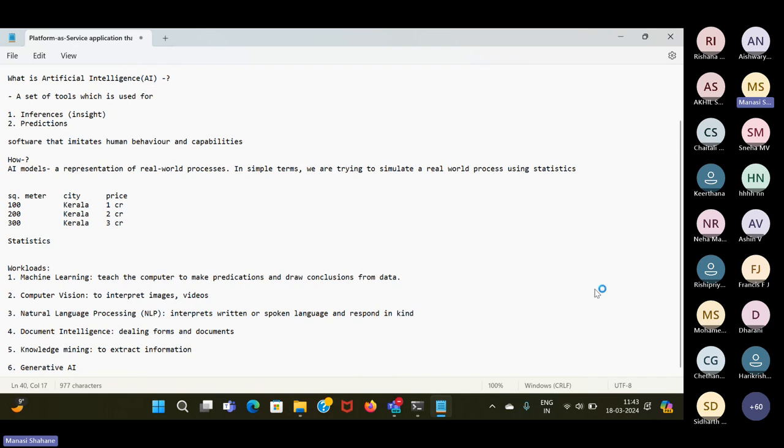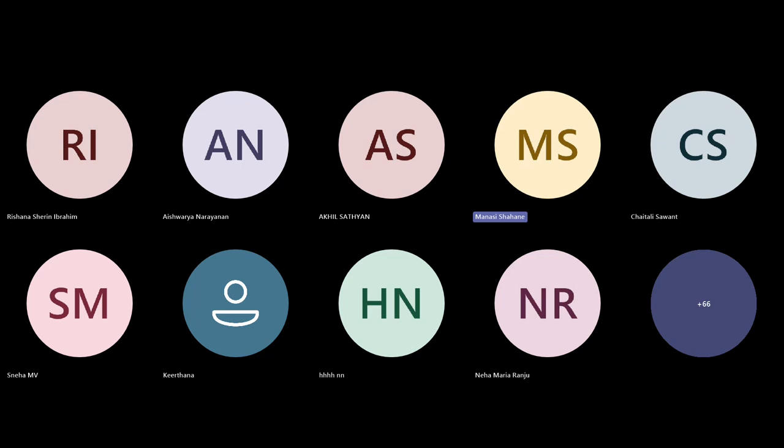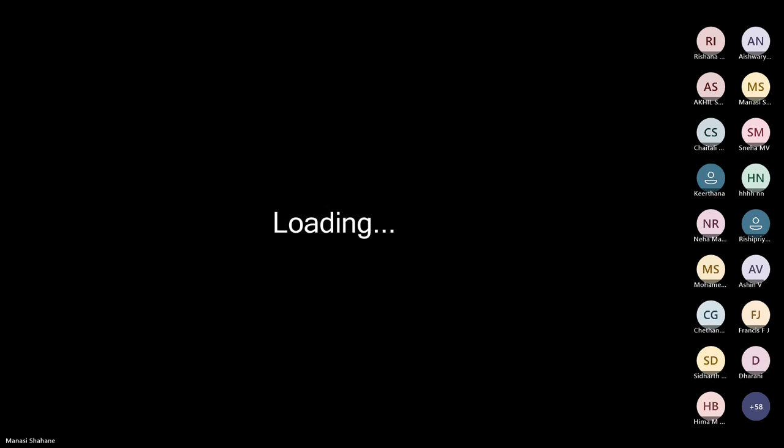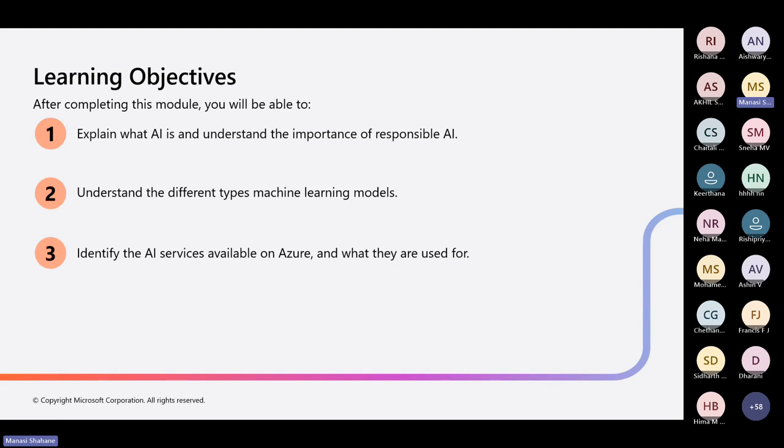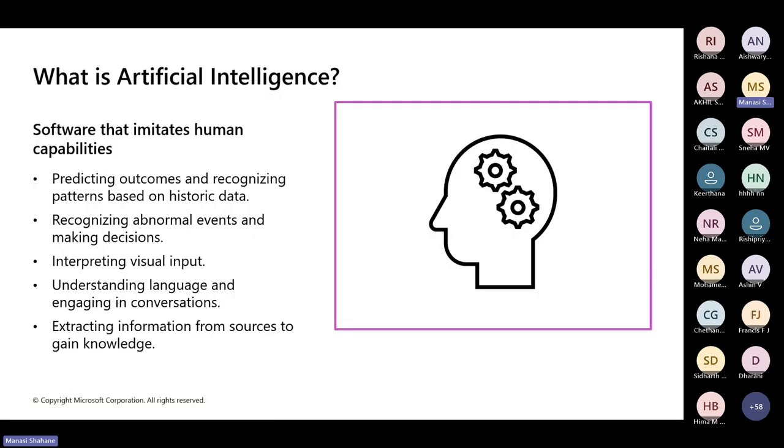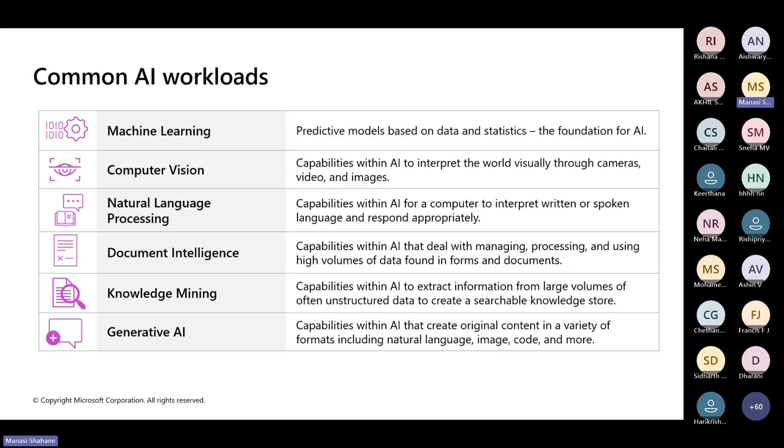Let me just go to a presentation very quickly. I'll show it to you all. We are just doing a quick overview of this. So we saw what is artificial intelligence, correct? Then we looked at the common workloads that are there.